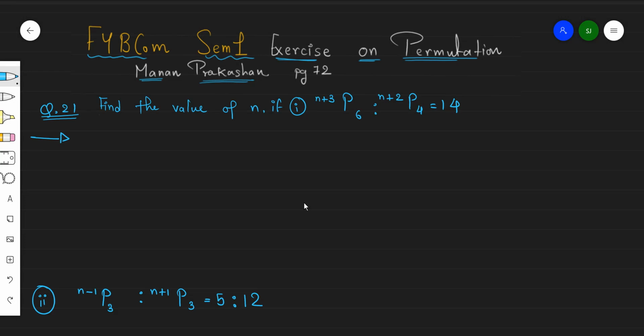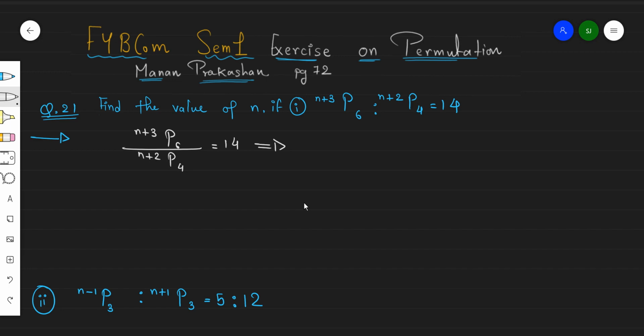Okay, so question number 21: find the value of n if the ratio has been given as 14. We have done something similar, but over here there is some kind of a trick. Let's see this question carefully. I have (n+3)P6 is to (n+2)P4 is equal to 14. So let's just write it carefully. It is (n+3)P6 divided by (n+2)P4, and that is the same as 14. So what does this imply?